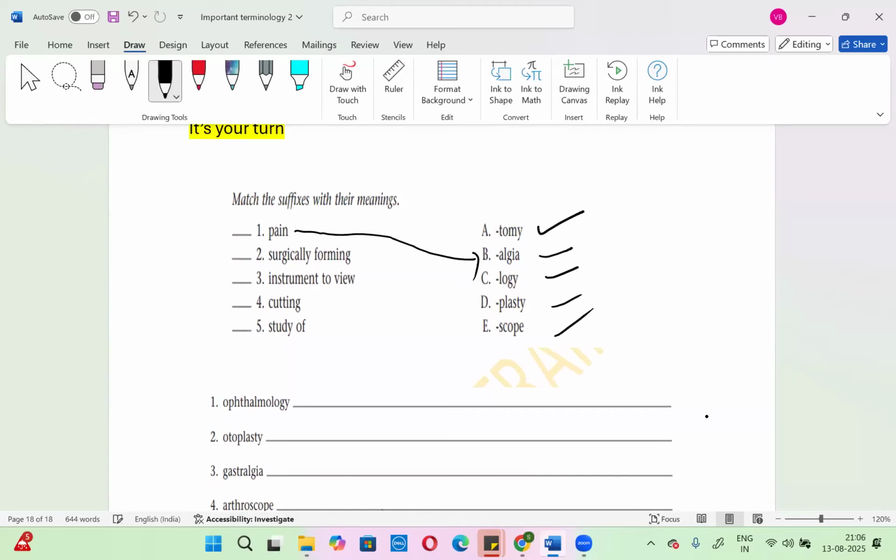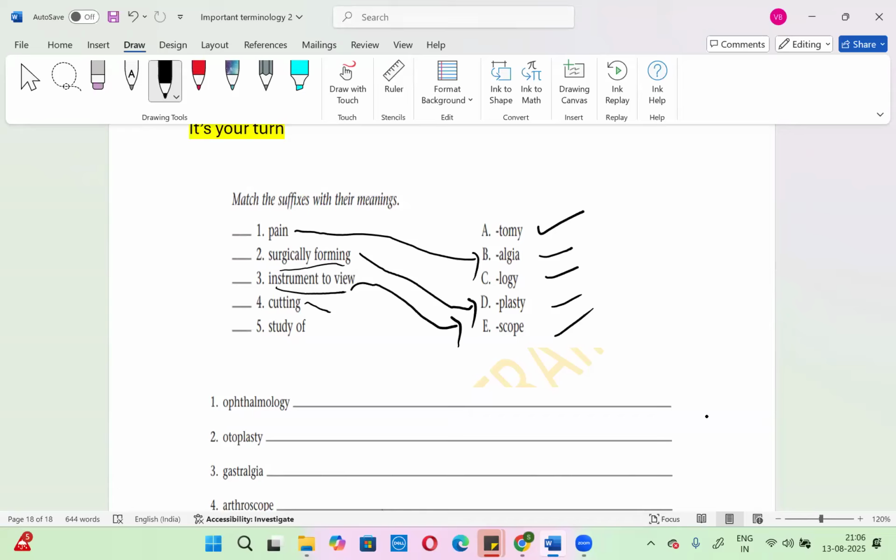Pain is algia. Perfect. What is surgical forming? Nothing but surgical repair. Try. Plasty. Very, very good. Plasty. Next, instrument to view. What will we call an instrument to view? Scope, madam. Very good. Next, what is cutting?